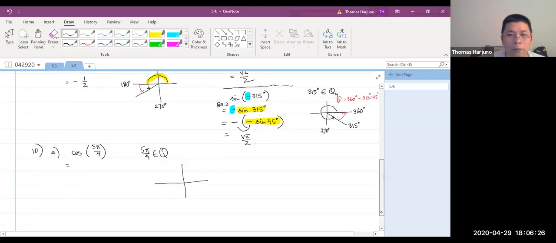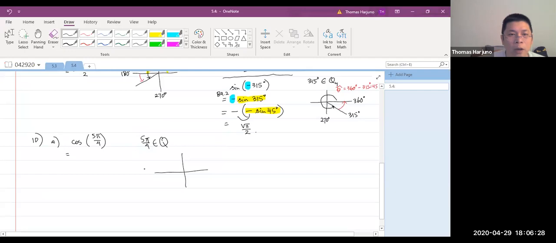Five pi over 4 is definitely more than pi, but less than 3 pi over 2. So it is in quadrant 3. The reference angle is 5 pi over 4 minus pi. That's pi over 4.